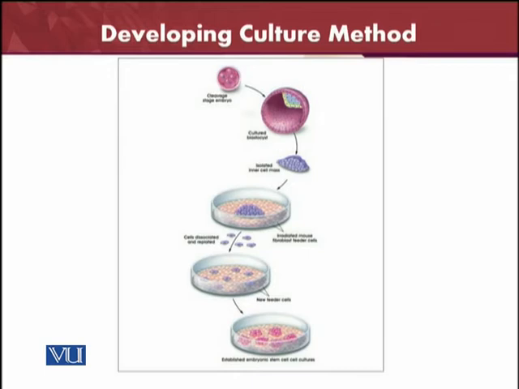The cells will grow in the petri dishes, then they will be dissociated, and then irradiated mouse fibroblast feeder cells are used. Then the new cells will be taken, dissociated, and cultured in another petri dish, and then the established embryonic stem cell cultures are obtained. So this is just an example of how we can do the cell culture method.